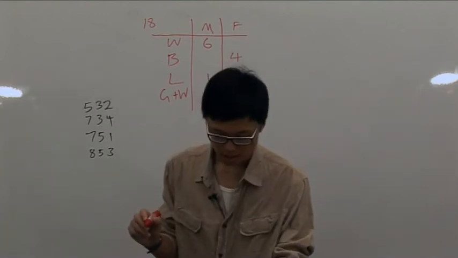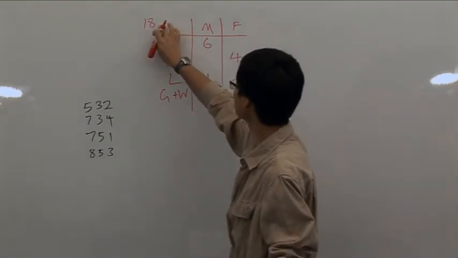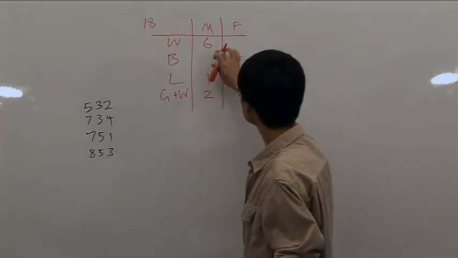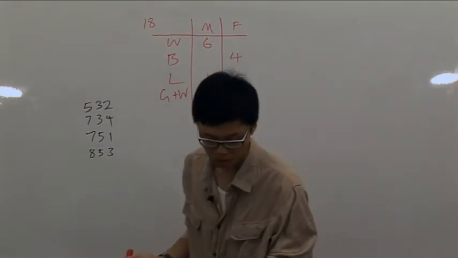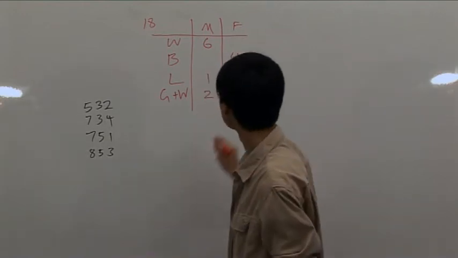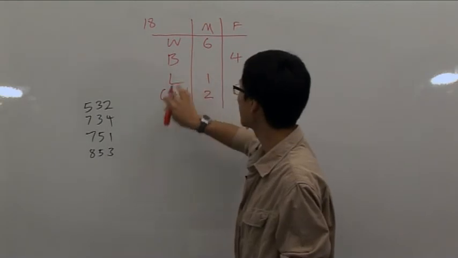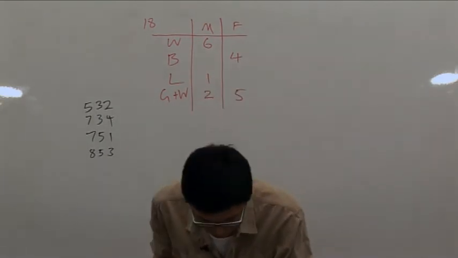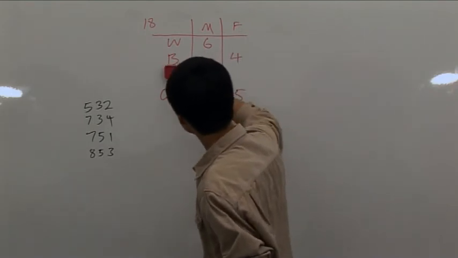So then what we do is, there's 18 in total. 6 plus 1 plus 2 plus 4 gets us to 13. That means there's 5 left over, and the rest of the ginger and white ones are female. Wait, sorry, I don't know why I wrote L. I was meant to write Y for yellow.